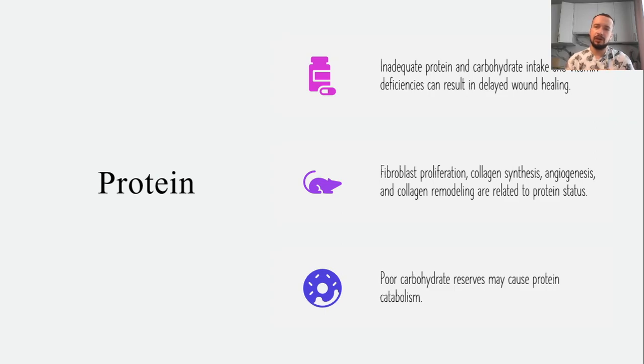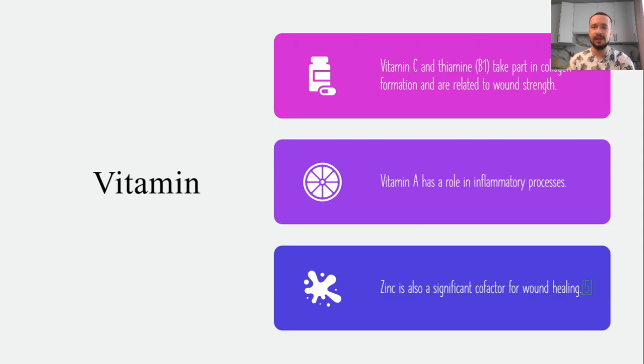Inadequate protein and carbohydrate intake and vitamin deficiency can result in delayed wound healing. Fibroblast proliferation, collagen synthesis, angiogenesis, and collagen remodeling are related to protein status. Poor carbohydrate reserves may cause protein catabolism. Vitamin C and thiamine take part in collagen formation and are related to wound strength. Vitamin A has a role in the inflammatory process. Zinc is also a significant cofactor for wound healing.